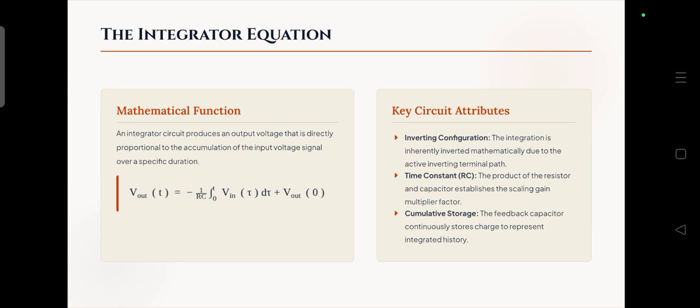The next topic is the integrator circuit's key attributes. First, inverting configuration: the integration is inherently inverted mathematically due to the active inverting terminal path. The next one is the time constant, RC. The product of the resistor and the capacitor establishes the scaling gain multiplier factor. The next one is cumulative storage. A feedback capacitor continuously stores charge to represent the integrated history.